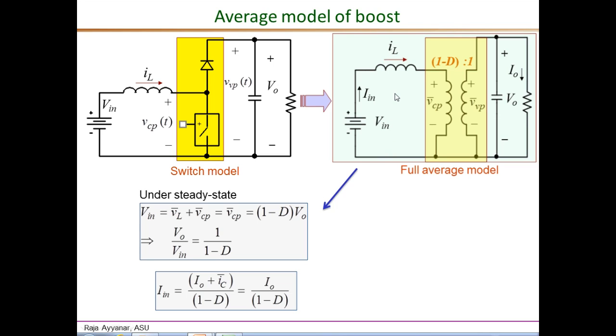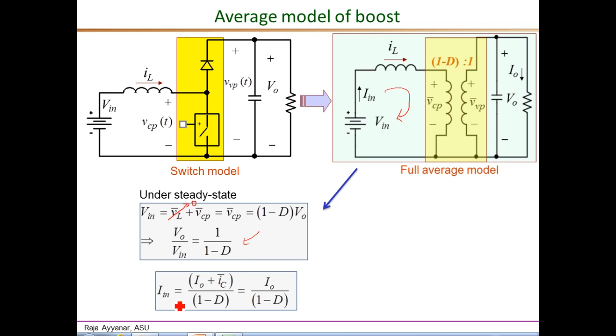Look at the current port side by applying KVL around this loop. We have Vin equals VL bar plus VCP bar, but VL bar is 0 in steady state for any converter, and therefore Vin equals VCP bar. By transformer action, VCP bar is nothing but 1 minus D times VVP, and VVP is VO. Therefore, VCP bar is 1 minus D times VO, leading to the well-known expression VO over Vin equals 1 over 1 minus D.